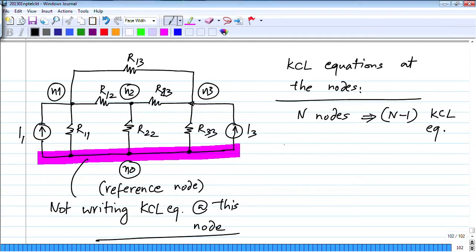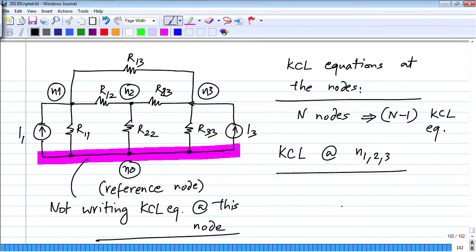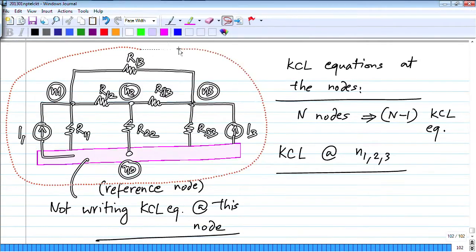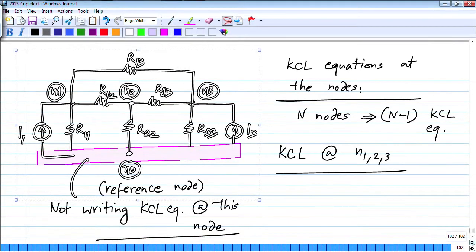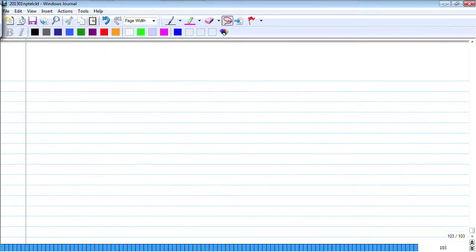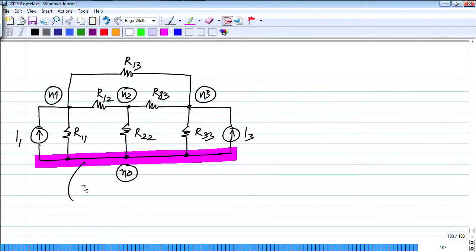So, in my case, I will write KCL at n1, 2 and 3. Okay. Now, let me write the KCL at node n1.